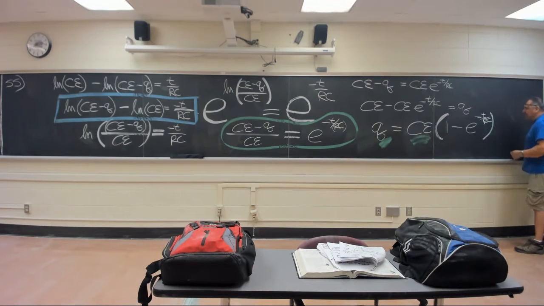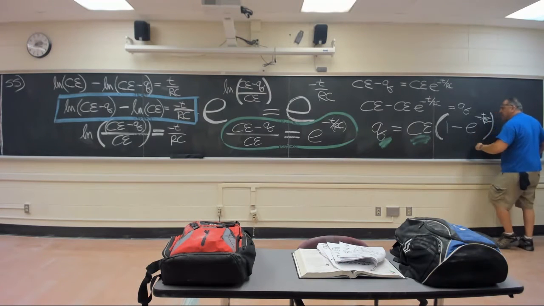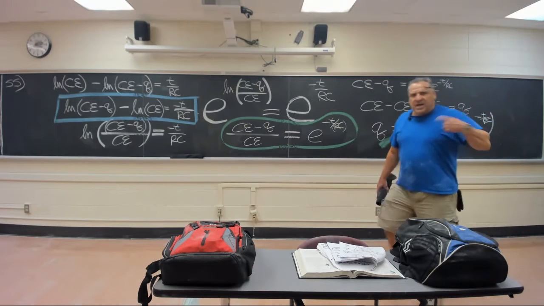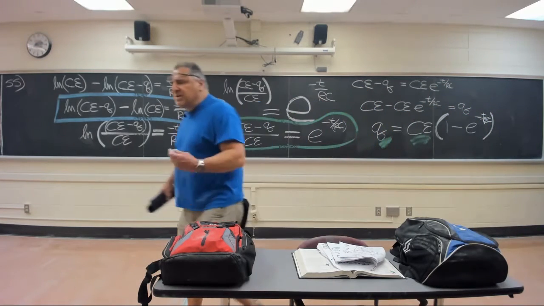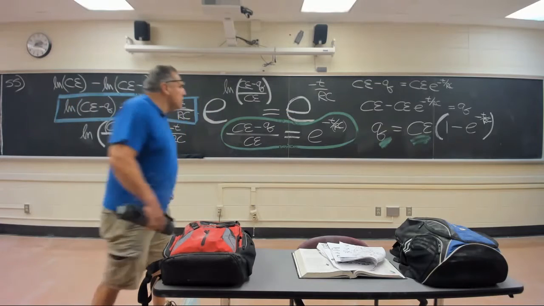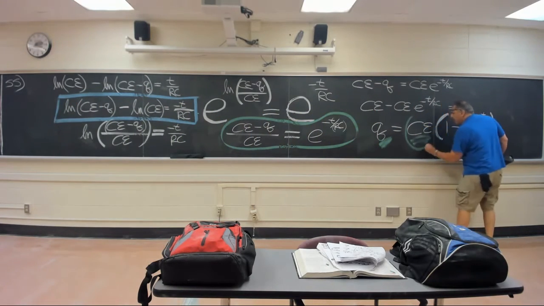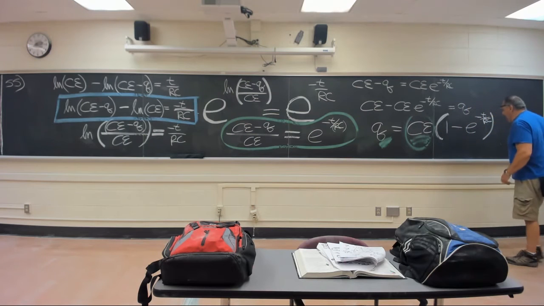At the time t equals 0, 0 divided by RC is 0. e to the 0 is 1. 1 minus 1 is 0. There's no charge on this thing at time t equals 0. And as time goes on, it keeps getting more and more charged until it approaches the maximum charge of the capacitor.